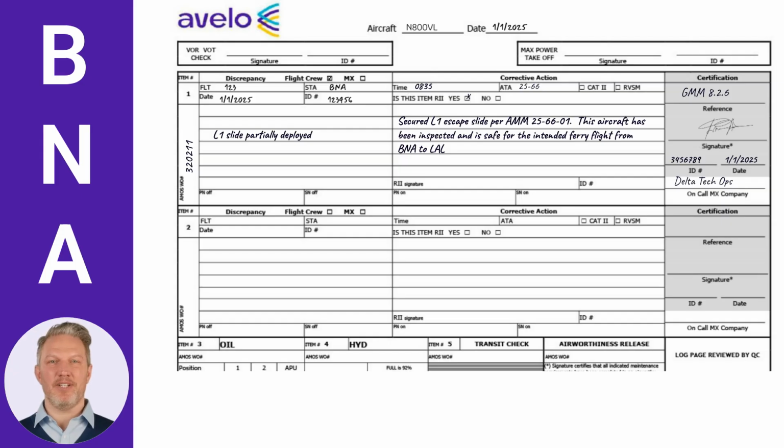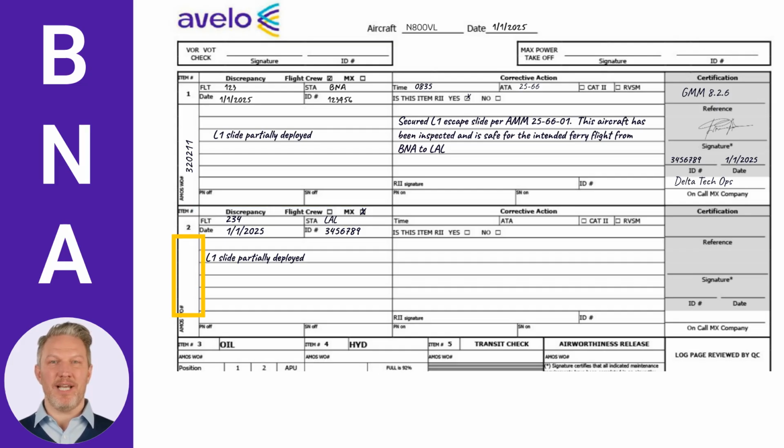The on-call technician will also fill out the top portion of the second discrepancy block as follows. The on-call technician will check the box for maintenance. He will have the flight number. The technician knows that it will ferry to LAL, the date, and the technician ID number. The technician will then rewrite the same discrepancy in item number 2.